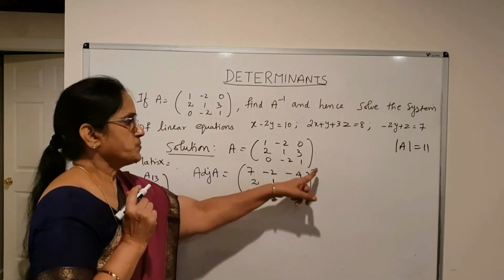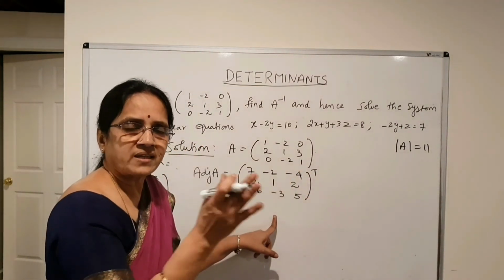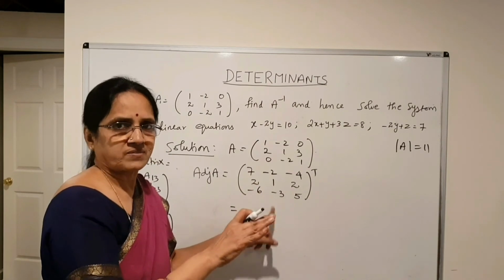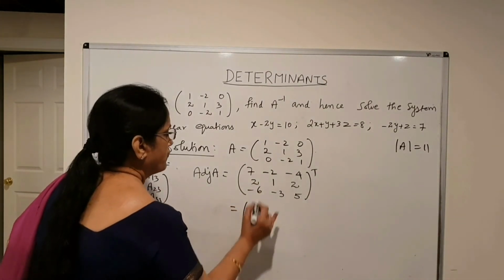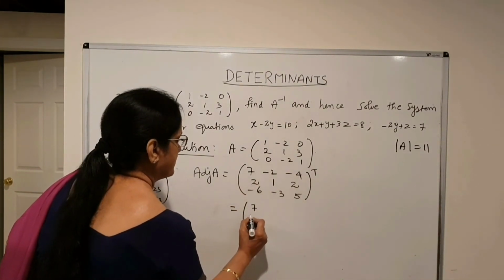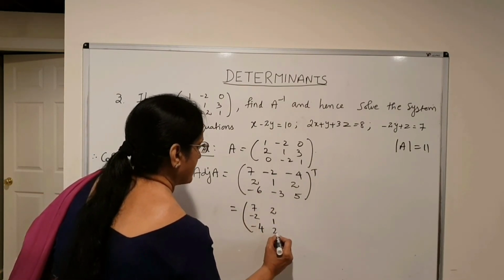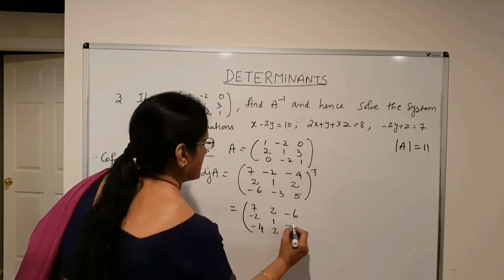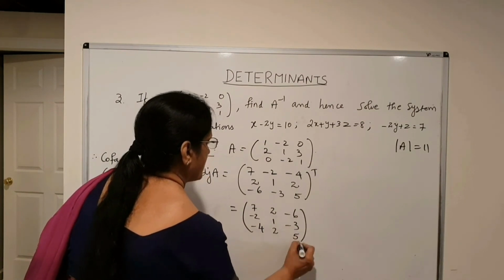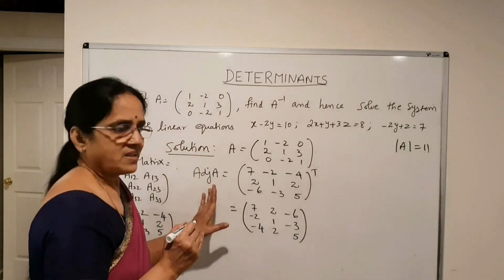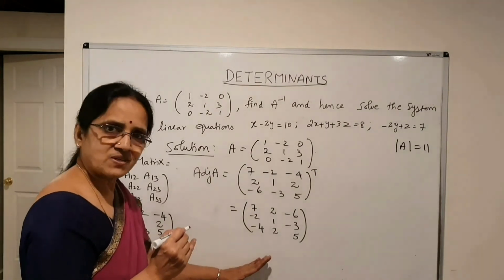Now, transpose of the matrix is obtained by interchanging the rows and columns of the matrix. First row will become the first column. Second row will become the second column. Third row will become the third column. I got the adjoint of the matrix. Now it is easy for me to write the inverse of the matrix.